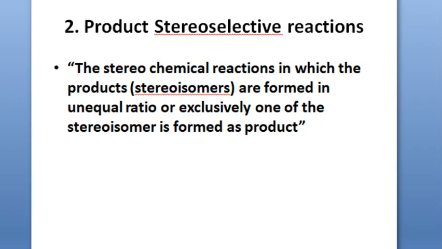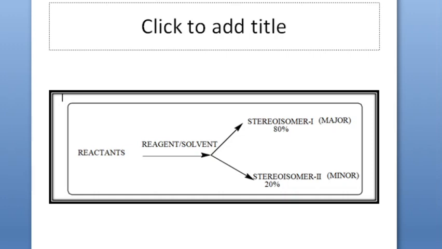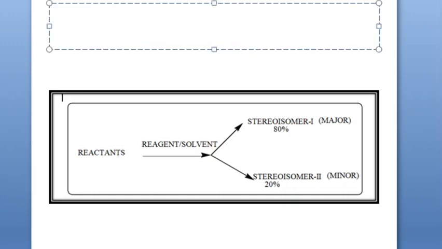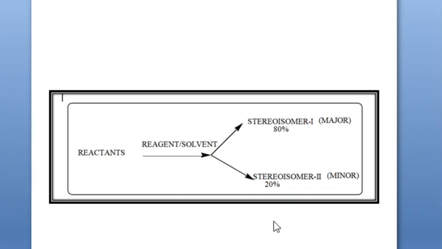Just to represent that schematically, the reactants in the presence of a reagent, a suitable solvent and a catalyst are converting into stereoisomers, and you get two stereoisomers here, one major and one minor. 80% is major and 20% is minor. So stereoisomer one is major in quantity as product, therefore this is product stereoselectivity.